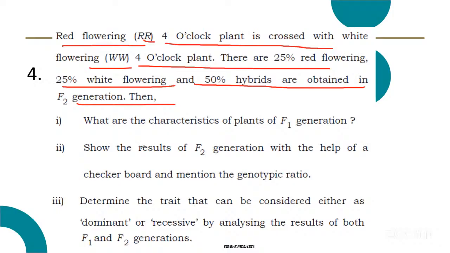Okay. So what are the characteristics of F1 generation plants? Show the results of F2 generation with the help of a checkerboard and mention the genotypic ratio. And the third question, determine the traits that can be considered either as dominant or recessive by analyzing the results of both F1 and F2 generation.